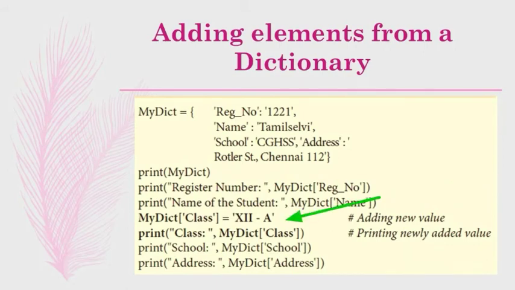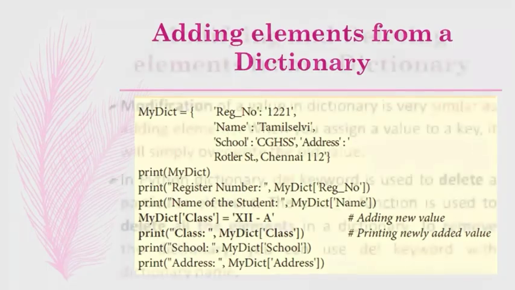And if you want to add a new value, you have to write like this: my dictionary, this is the dictionary name. Next, if you want to add class, write class is equal to 12A. Now the class is added. If you want to print this class, write: print my dictionary class. It will be printed on the output screen. Class is equal to 12A will be printed on the output screen.